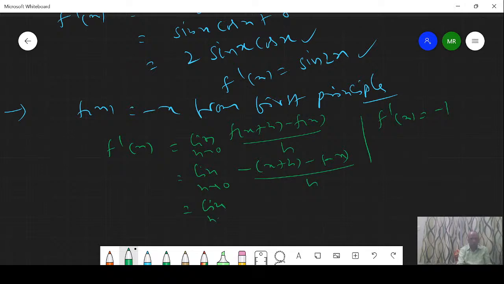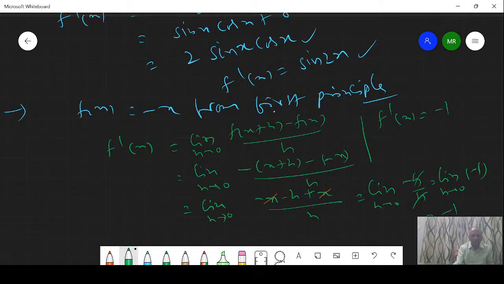Limit h tends to 0, it is minus x minus h plus x by h. Correct. Now you can see the minus x and plus x will get cancelled, because here I have taken this one as plus x. Now we have limit h tends to 0 of minus h by h. The h's will get cancelled. Limit h tends to 0 of minus 1. Limit of a constant is constant. So the answer will be minus 1.